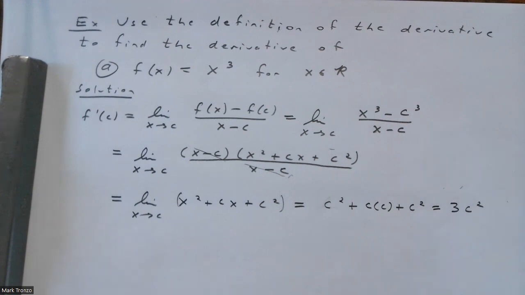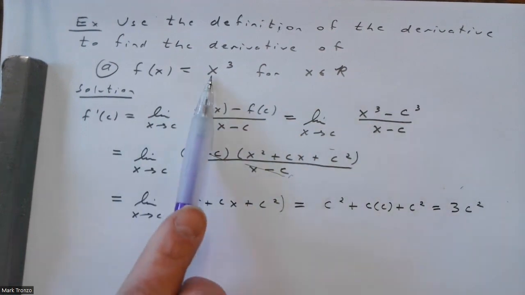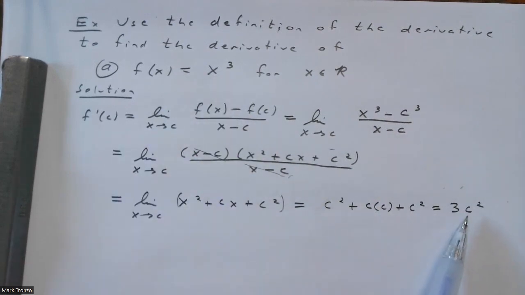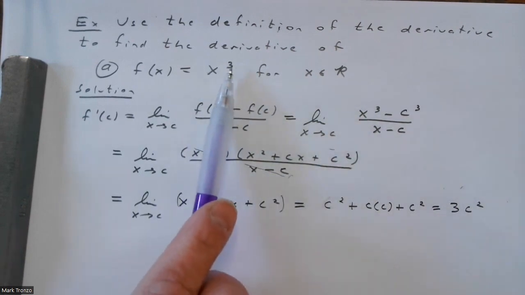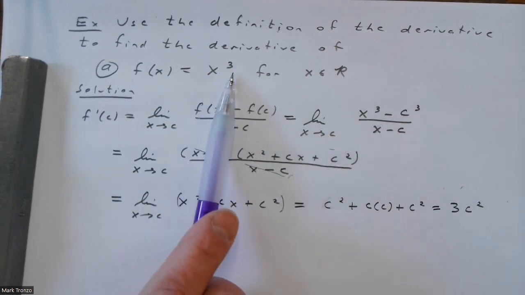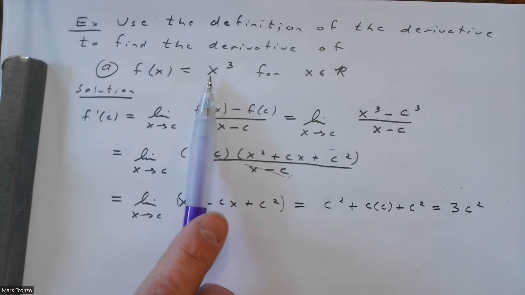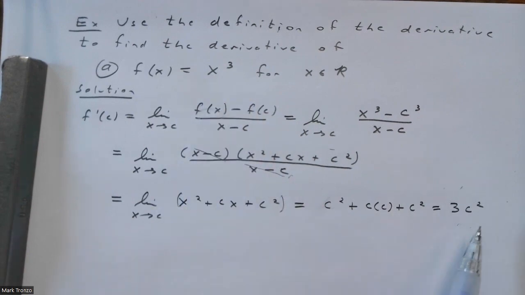So for any c you'd put in here, for any point, you end up with 3c squared. Obviously, if you use the rule of the derivative, it's just going to be 3x squared. So that's the same thing we got here. Any questions on that?